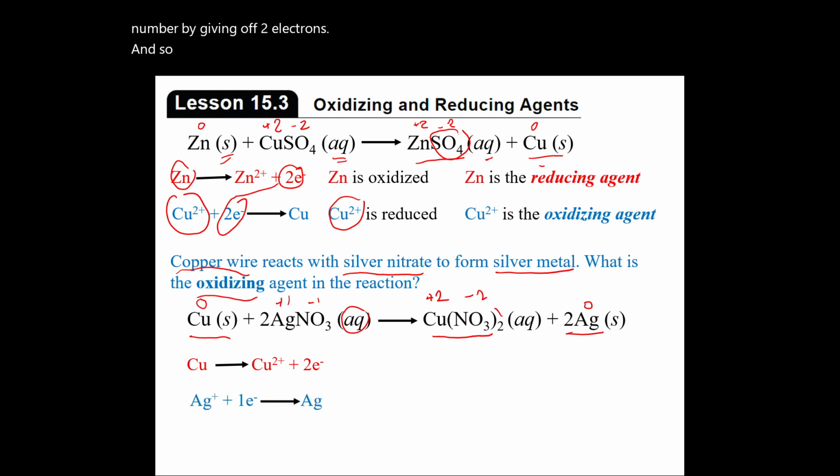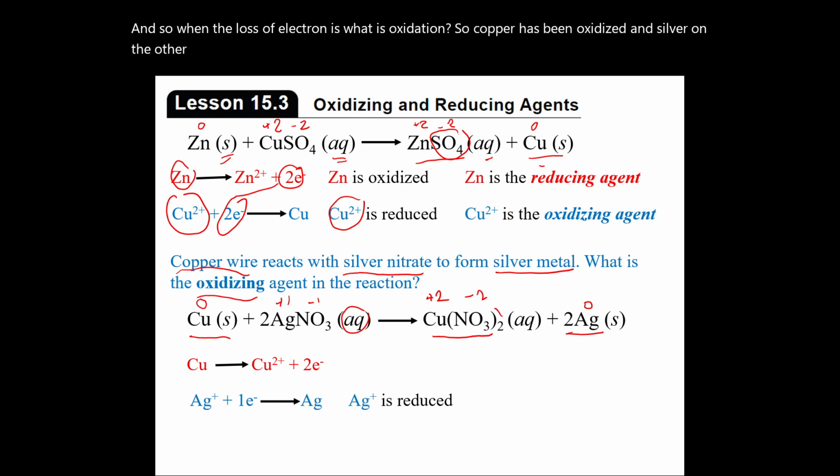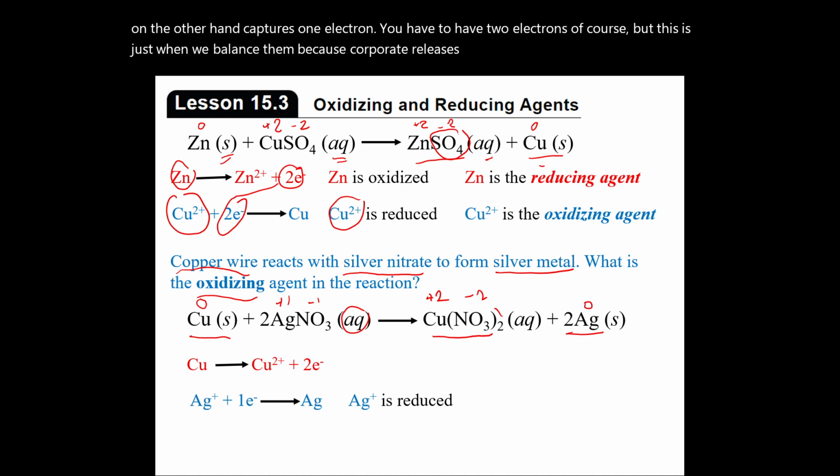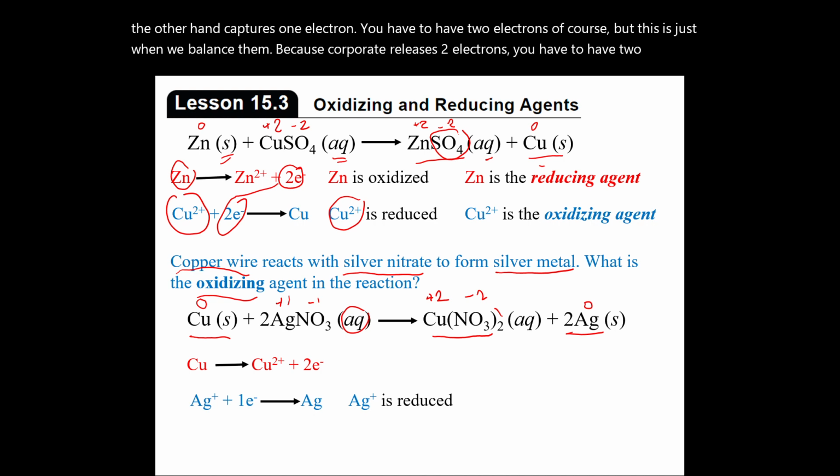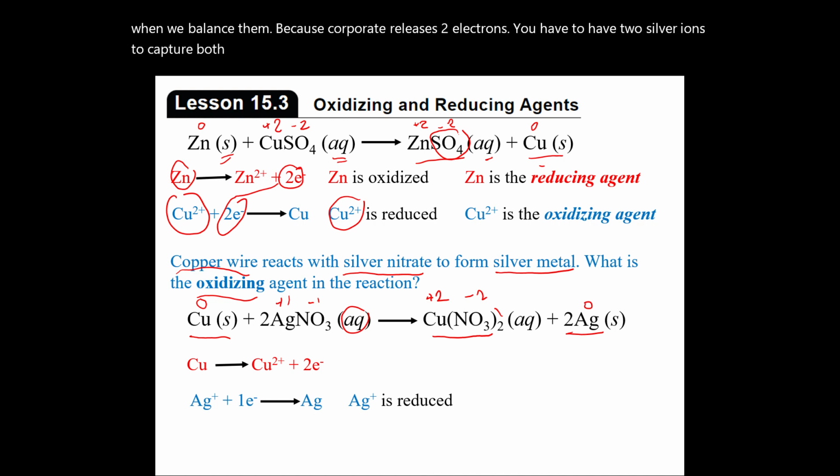So the loss of electrons is oxidation. So copper has been oxidized, and silver, on the other hand, captures 1 electron. Well, you have to have 2 electrons, of course, but this is just when we balance, because copper releases 2 electrons, you have to have 2 silver ions to capture both. But for the sake of discussion here, we just show the simplest form.